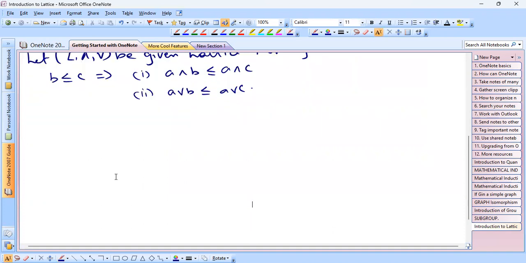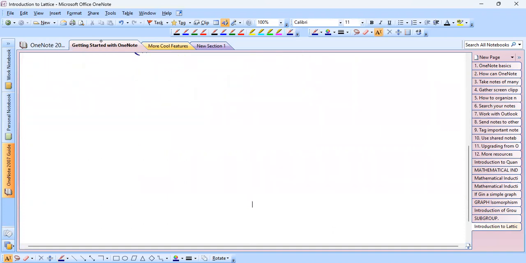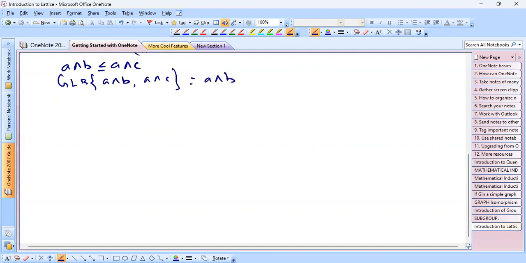For that, instead of proving A and B ≤ A and C, it is enough to prove that the greatest lower bound of A and B, and A and C is nothing but A and B. Or we can also rewrite it in the form (A and B) and (A and C) is equal to A and B. Let us consider the left hand side.